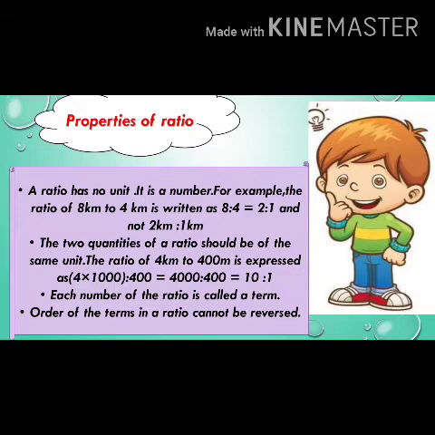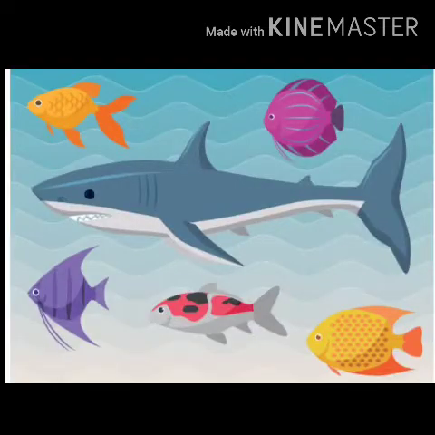Then the third point is each number of a ratio is called a term. Order of the terms in a ratio cannot be reversed. For example, the ratio of the number of big fish to the number of small fish is 1 is to 5. The same information cannot be written as 5 is to 1. So 1 is to 5 and 5 is to 1 is not the same.